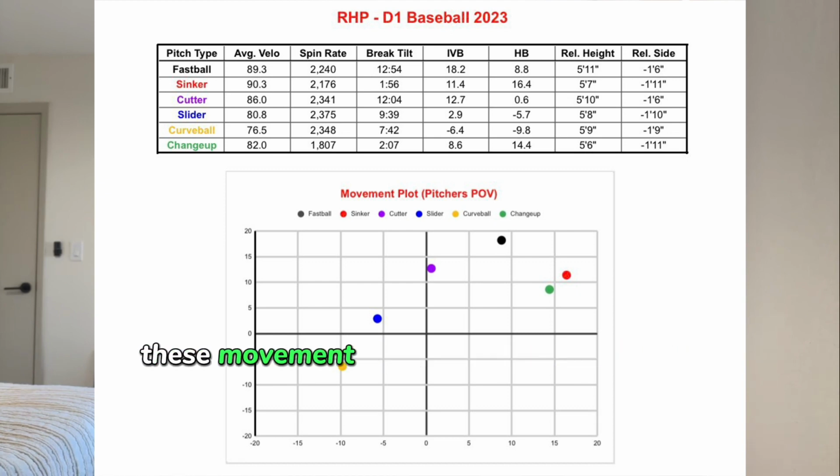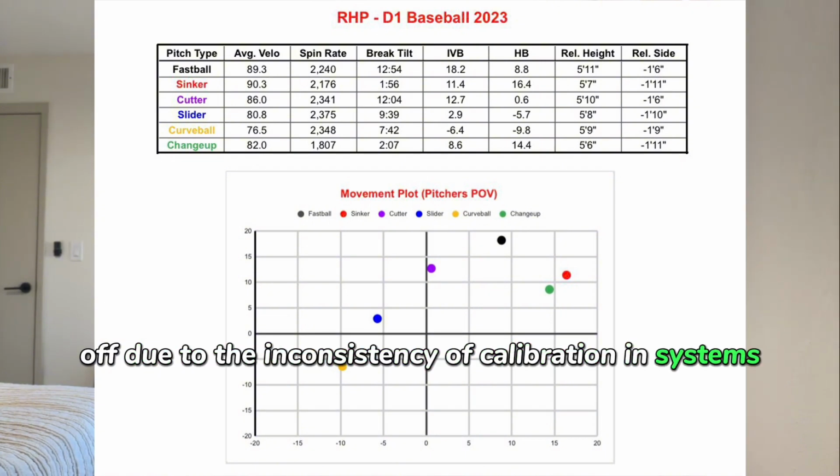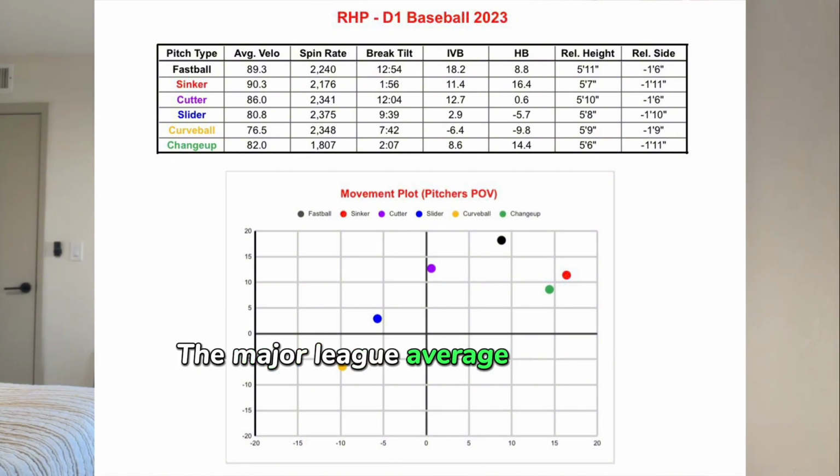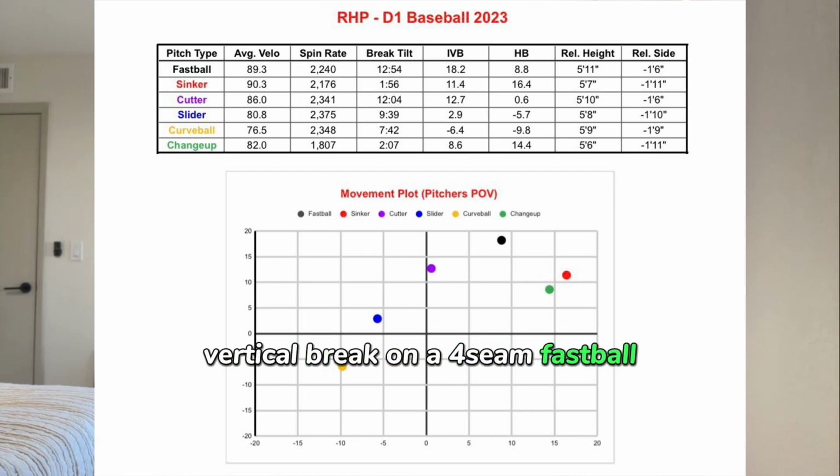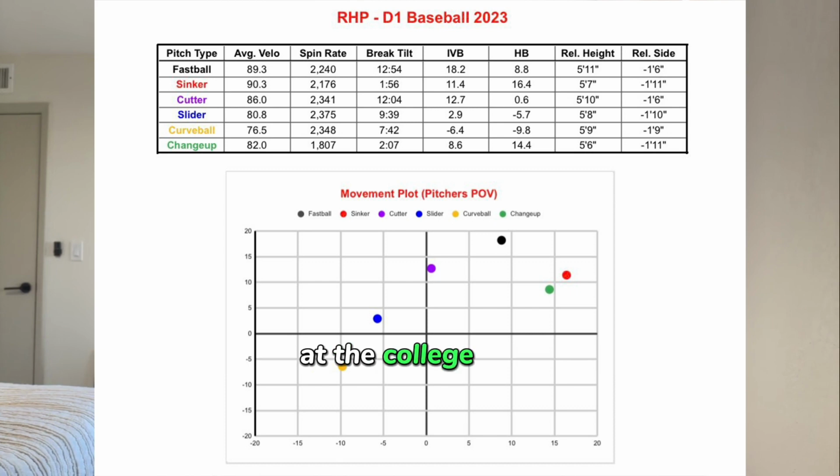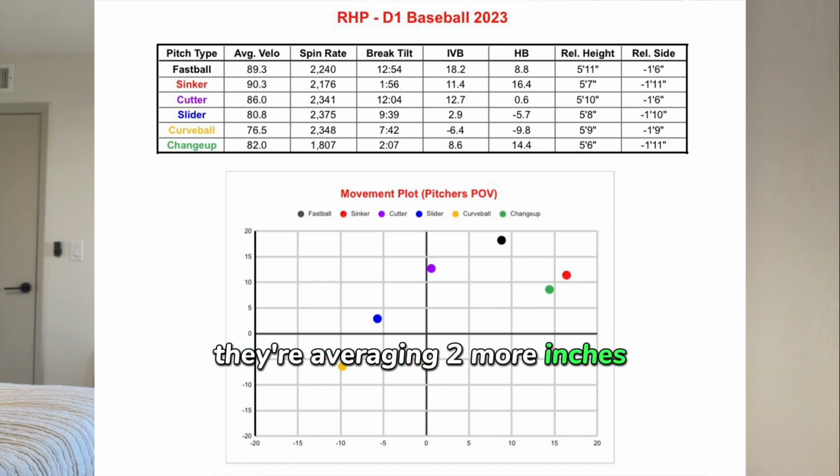Keep in mind, these movement numbers are likely slightly off due to the inconsistency of calibration and systems at each school. The major league average for induced vertical break on a four-seam fastball is only around 16 inches. So I find it a little hard to believe that at the college level, they're averaging 2 more inches. But nonetheless, this can still provide us some helpful insight and give us a general idea of how their pitches are moving.